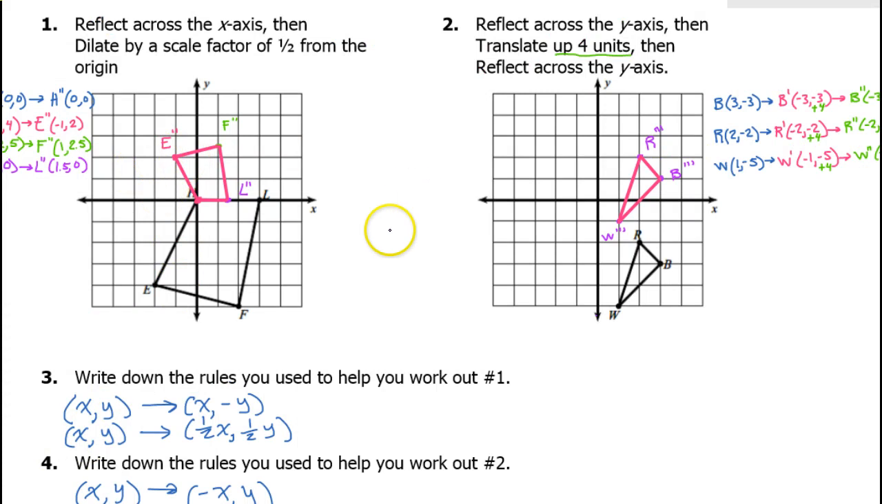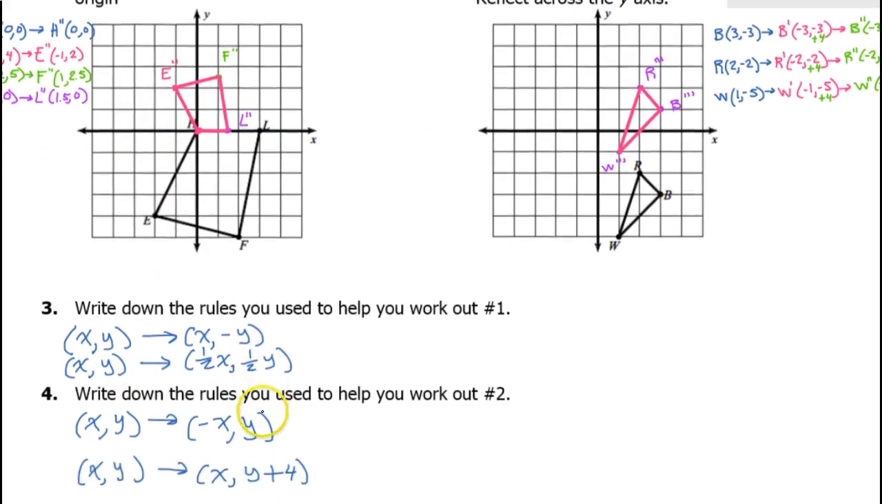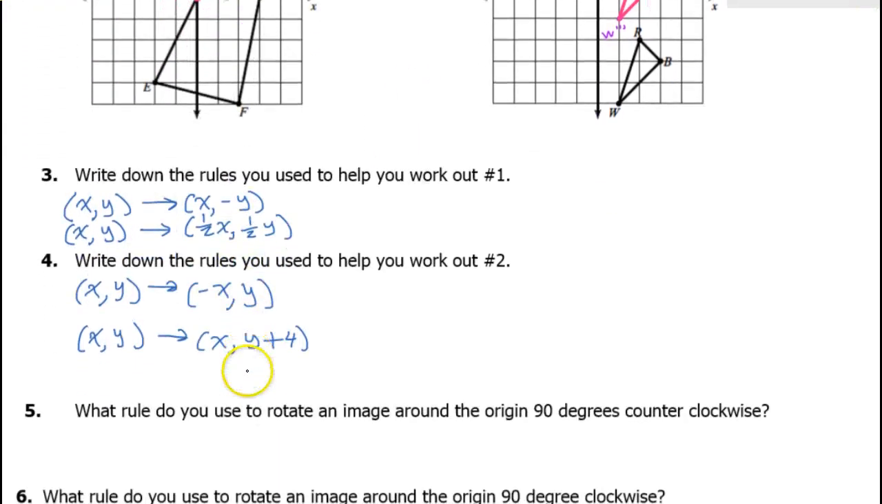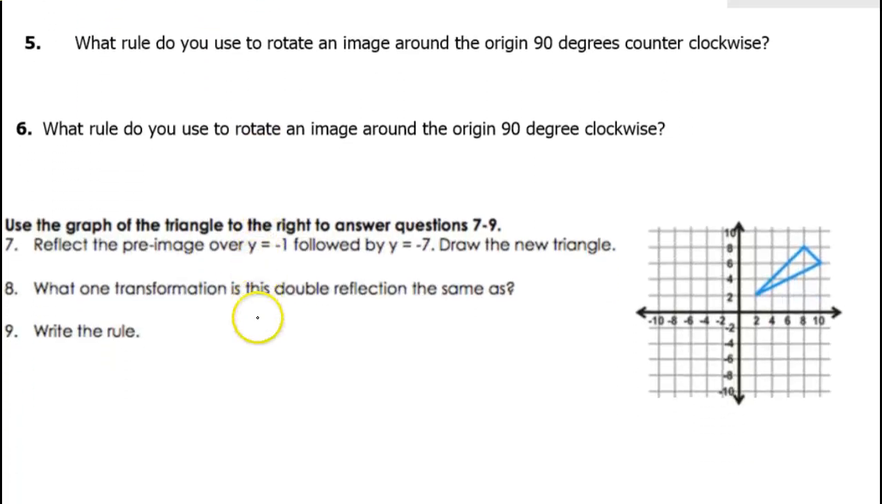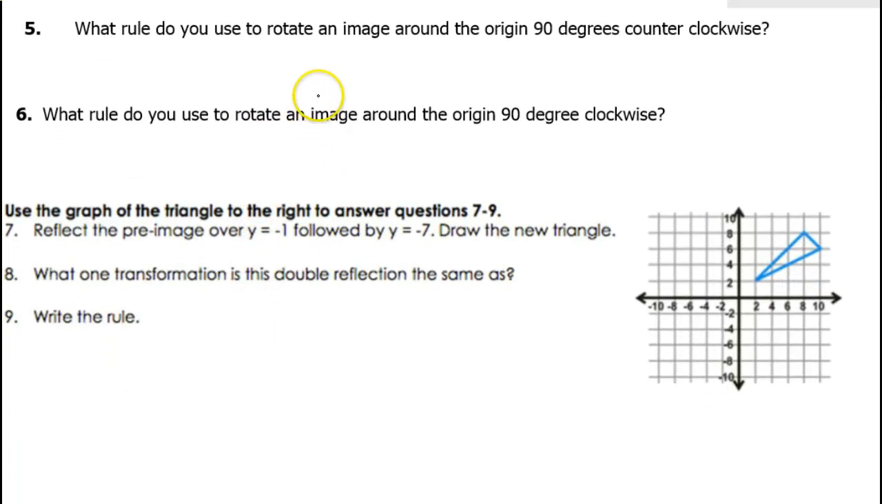Okay, so at this point we've done number 1, number 2, number 3, and number 4 already. So let's see what number 5 is all about. What rule do you use to rotate an image around the origin 90 degrees counterclockwise? Well, and this is just straight memorization, but when you do a 90-degree rotation, this is one of the ones where the x and y switch places. Regardless of whether it's clockwise or counterclockwise, the y is going to be first and the x is going to be second.